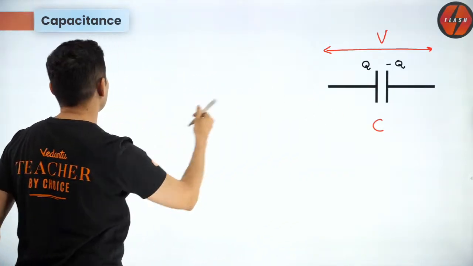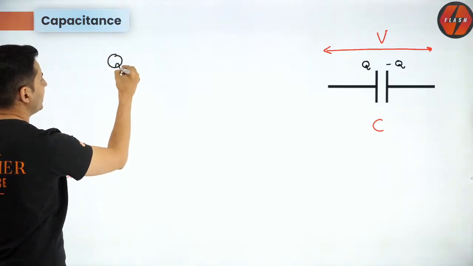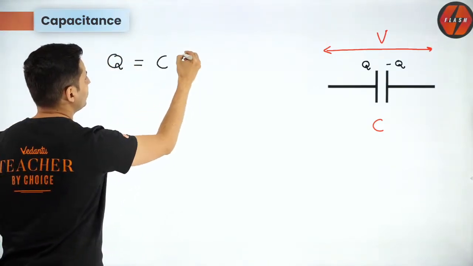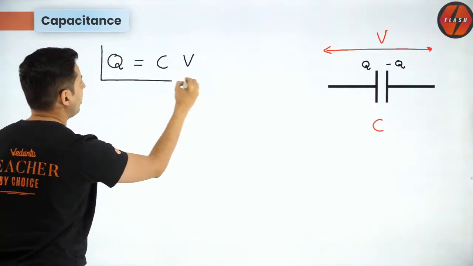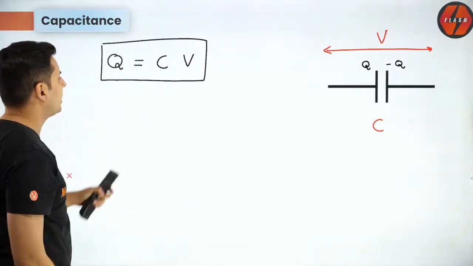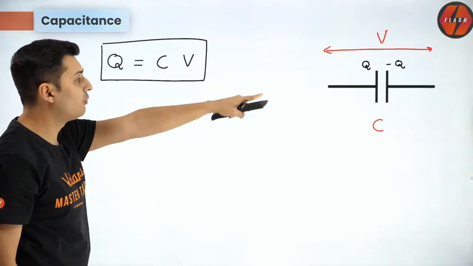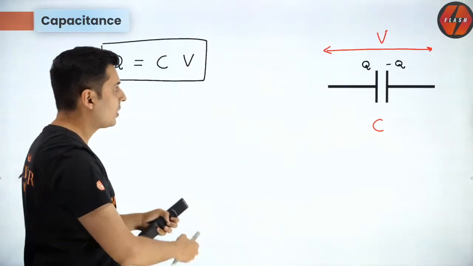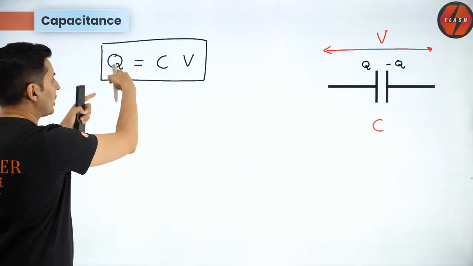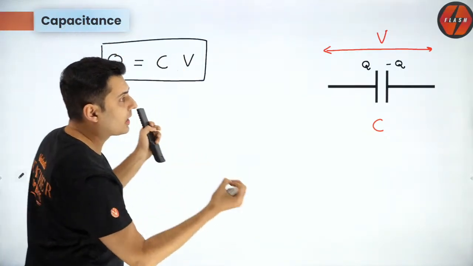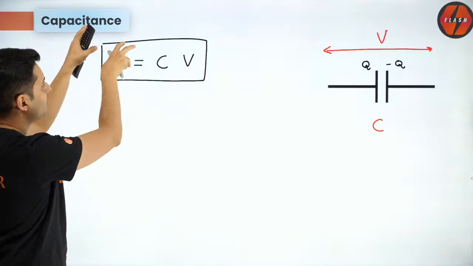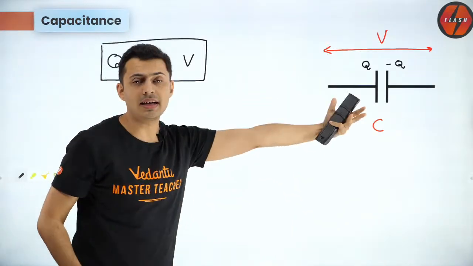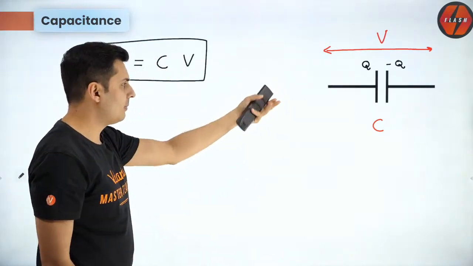So these things are related by this particular equation. Q is equal to CV. Very important equation. Q is the charge, C is the capacitance, V is the voltage. Remember, if you increase the voltage, Q will increase. If you connect a bigger battery, more charge will be stored. C will depend on the size, the construction of that capacitor.